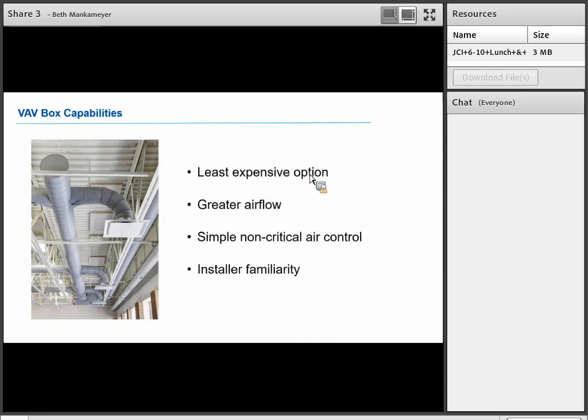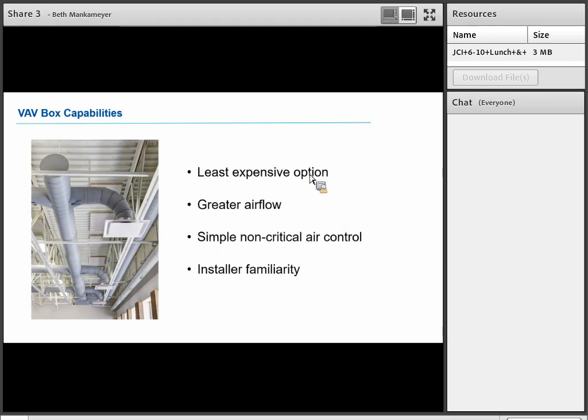So there are some really good capabilities of VAV boxes. It is the least expensive option of what we're going to talk about today. And you can put a lot of airflow through these valves because of the shape of them. It's a very wide cylinder, so you can get some good airflow through. And it is simple, non-critical air controls. So it's simplified, you don't have to deal with any kind of complex sequences or anything like that.